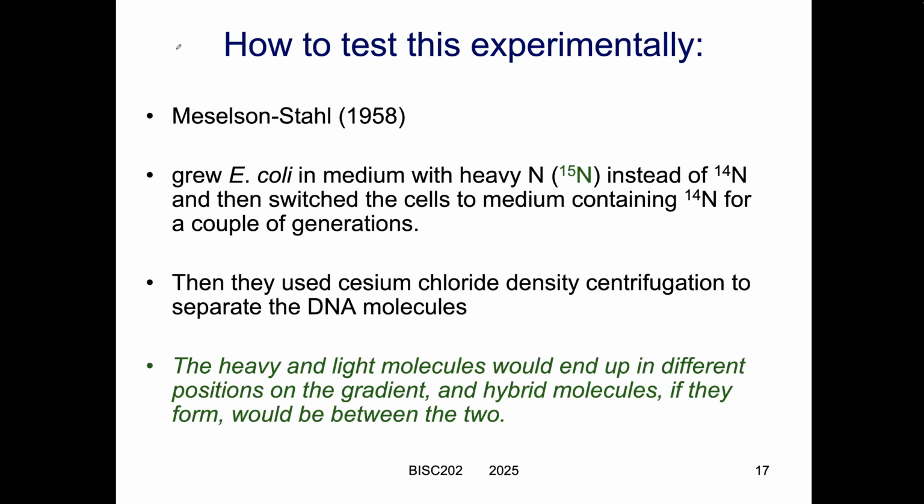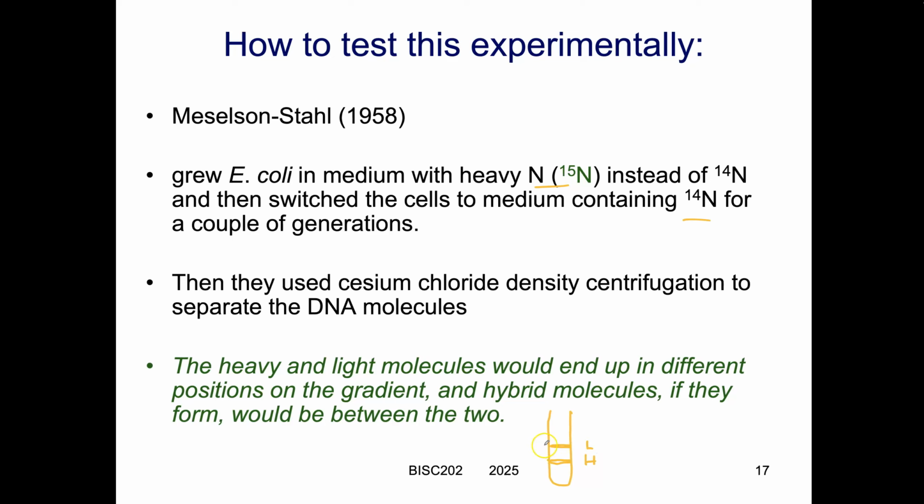And they took after each of the generations, so that's DNA replication and division of the cells to produce new daughter cells. And they took aliquots at different time periods after one division and after two divisions to separate the DNA molecules. And the reason why they did this part is that you could isolate all the DNA from the cells and then spin it in a centrifuge through cesium chloride, which is very dense. And when you did that, the heavy DNA would all end up in one position, and then the lighter DNA would end up in another position.